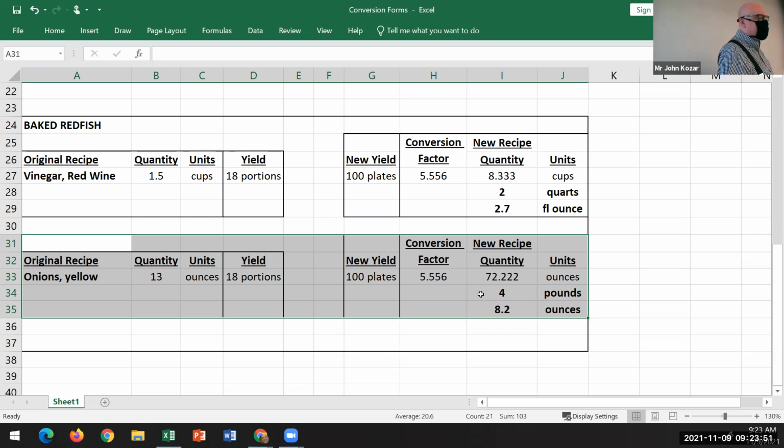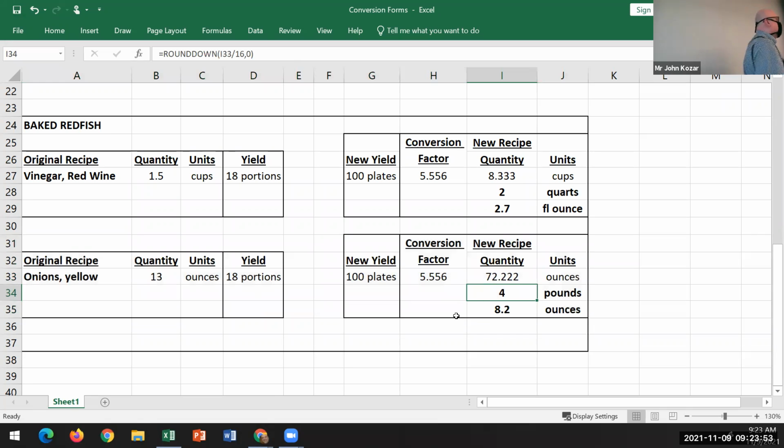And then when we make that simplified, how many ounces in a pound? 16, all right. So we divide the 72 by 16, that's going to give us 4 pounds. And then the difference is going to be 8.2 ounces.